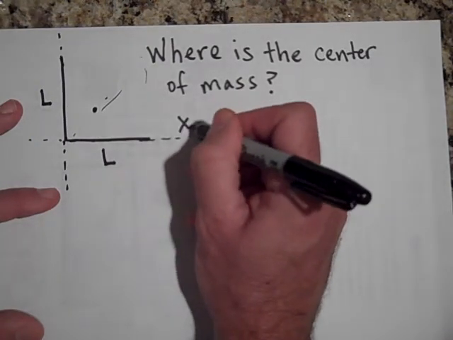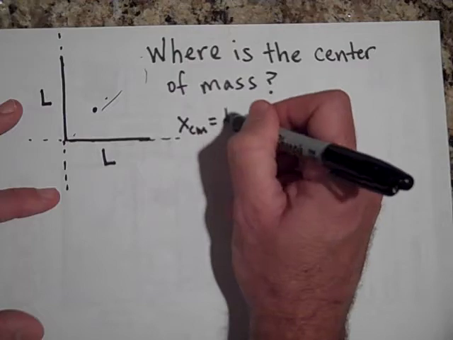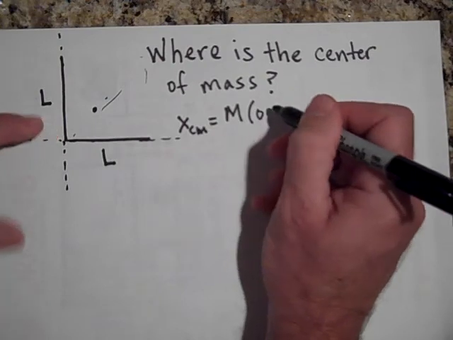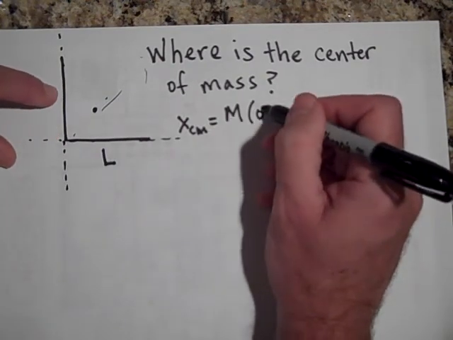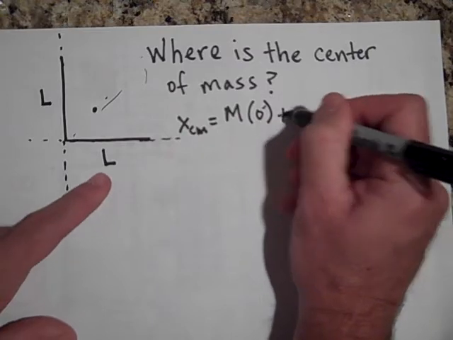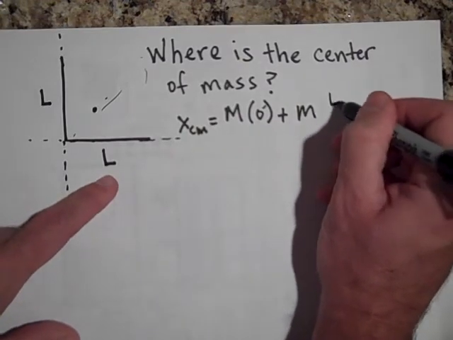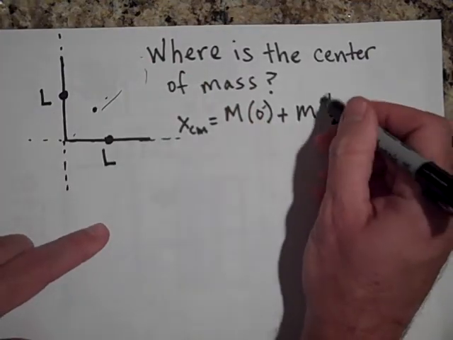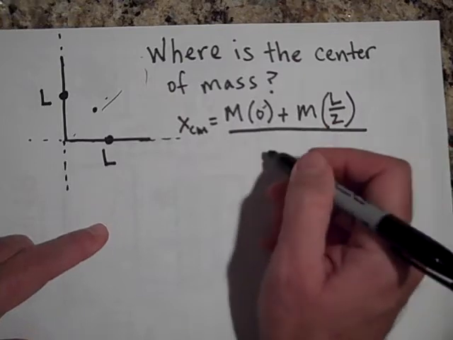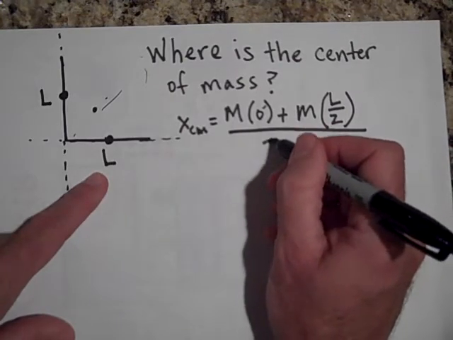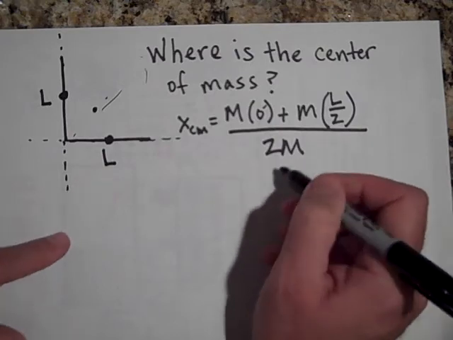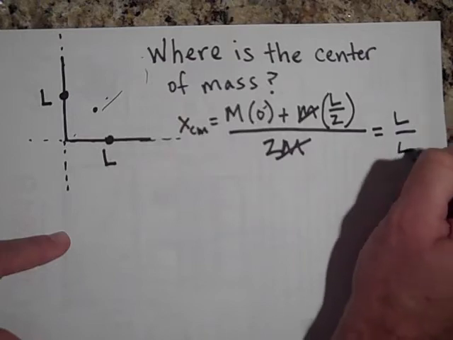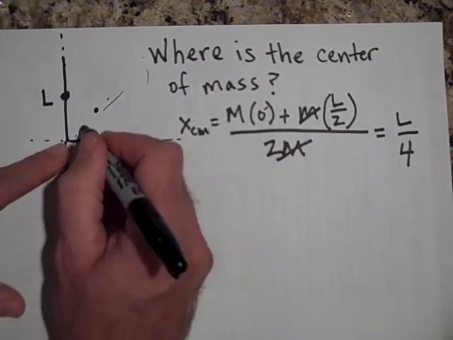Let me find the x center of mass first. That would be the m of this guy times 0, using just finding this one. So it's m times 0 for the x direction, plus m times L over 2. That's where this guy is. So that's L over 2. And then we're going to divide that by the total mass, which is 2m. So if I cancel out the m's, then I get L over 4. So the x1 is going to be L over 4.